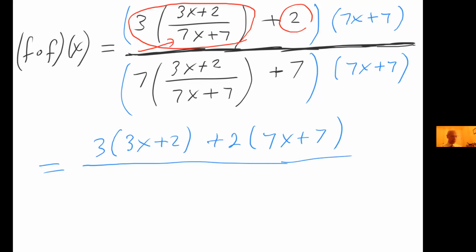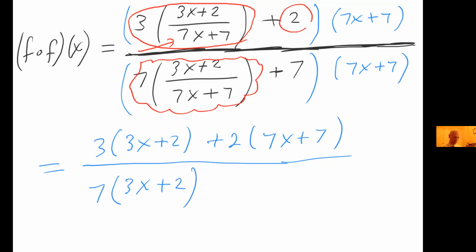And how about the denominator? When I distribute this first part, notice that 7x plus 7 cancels out. So I'm left with 7 times (3x + 2), sorry about that, the 7x plus 7 canceled out. Plus this times this is going to give me 7 times (7x + 7).